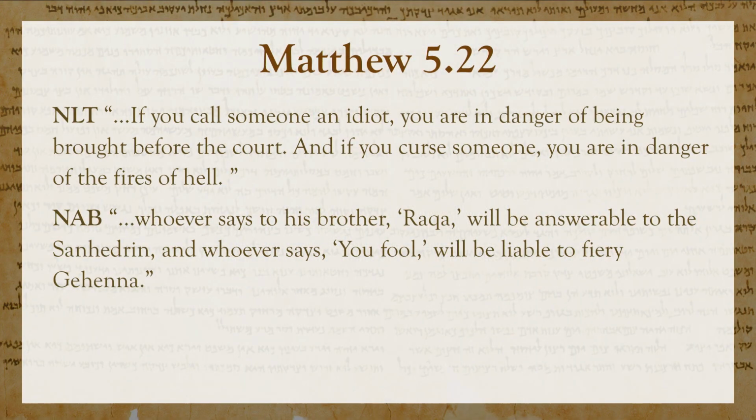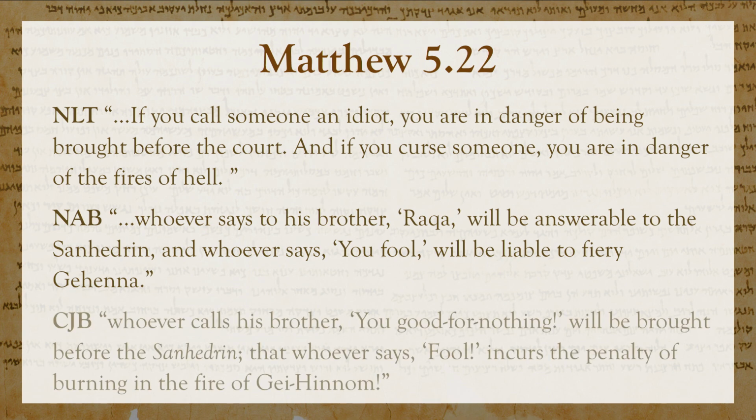"Whoever says to his brother Raka will be answerable to the Sanhedrin. Whoever says you fool will be liable to fiery Gehenna." So fool, he translated, but Raka, he did not translate. So should the translator follow Matthew's cue, or is the translator going to put the reader's understanding first? And then last of all, the Complete Jewish Bible reads, "Whoever calls his brother you good for nothing will be brought before the Sanhedrin, and whoever says fool incurs the penalty of burning in the fire of Gehenna."